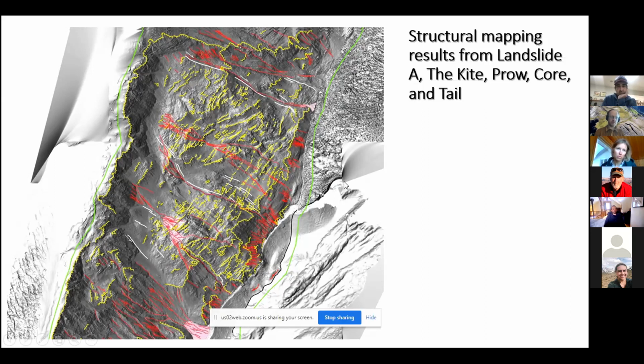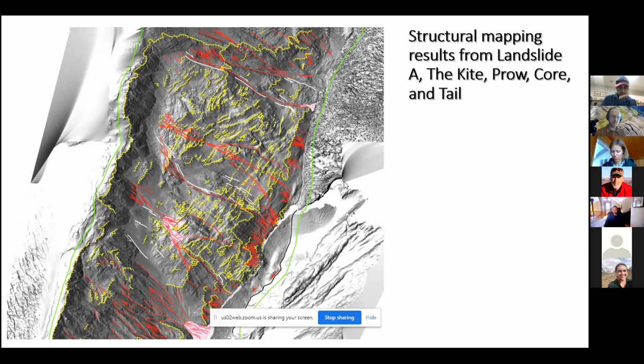I also mapped drainage paths. These are just channels that I visually identified. And then there are also debris flow deposits in the light pink. I was just curious how these drainages might line up or not line up with structures. And it wasn't that useful. About the only thing I noticed was that some of the strike slip faults had drainages generally aligned with them.